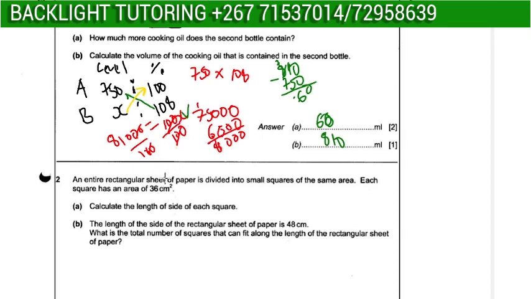Going for the next question. It says a rectangular sheet of paper is divided into small squares of the same area. Each square has an area of 36 centimeters squared. Calculate the length of each square. Remember, area of a square equals side times side. This is the same as s to the power 1 times s to the power 1, which is s squared.